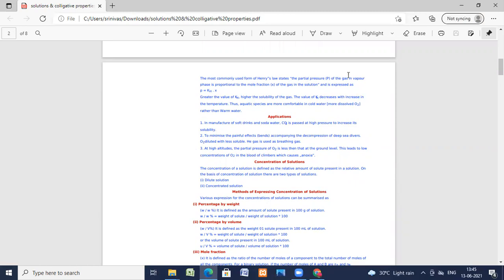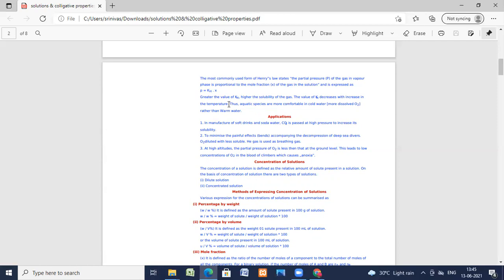The partial pressure of the gas in the vapor phase is proportional to the mole fraction of the gas in the solution, and it is expressed as P is equal to KH times X. The greater the KH value, the higher the solubility of the gas. As the value of KH decreases with temperature, the solubility will also decrease.